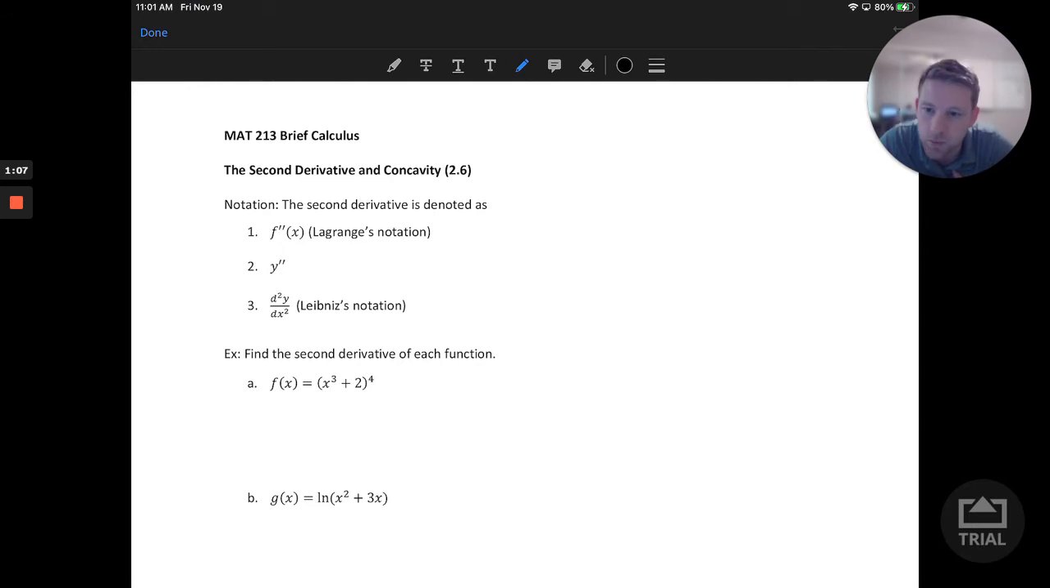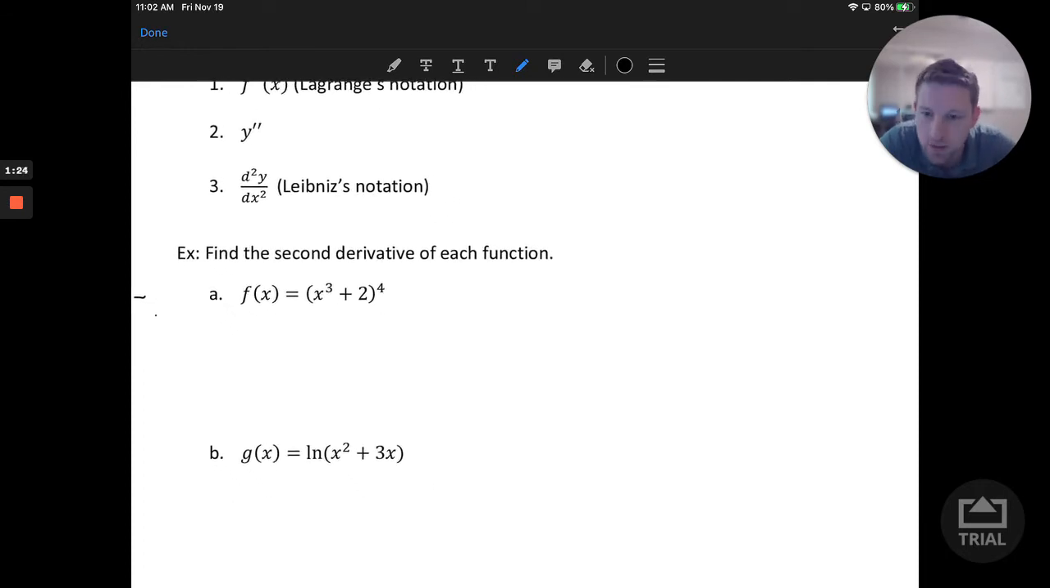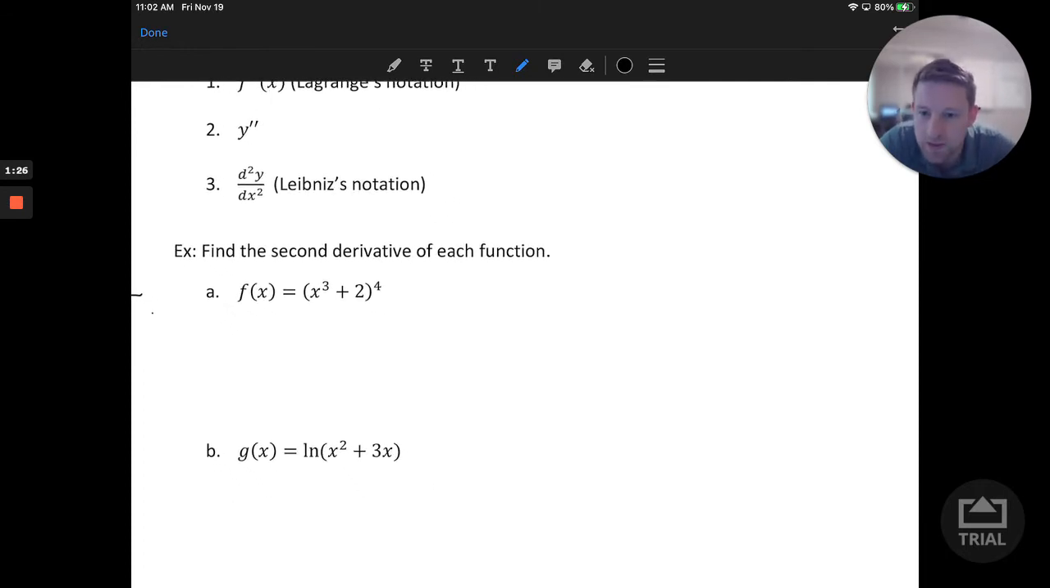So all three of these are referring to the same operation of the second derivative. A lot of the time we'll be using that f double prime to work out the second derivative. So let's jump into a couple second derivative problems. We'll start with part A, which is f of x equals x cubed plus 2 to the fourth power.